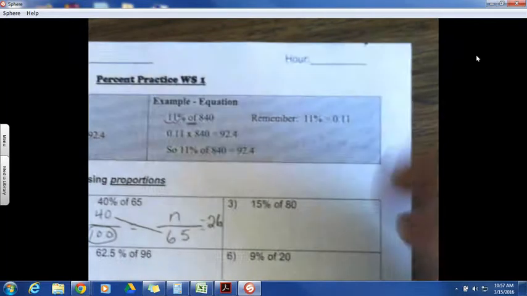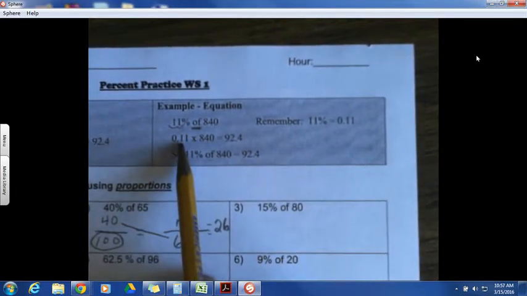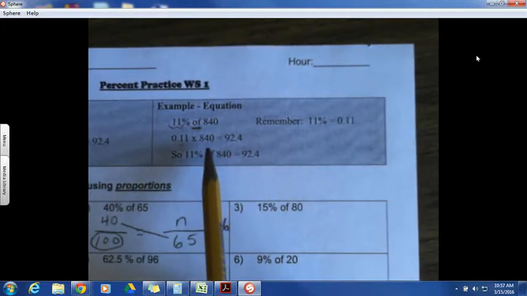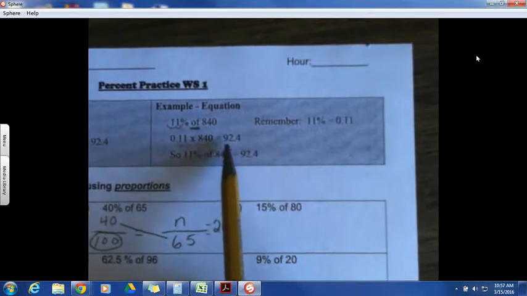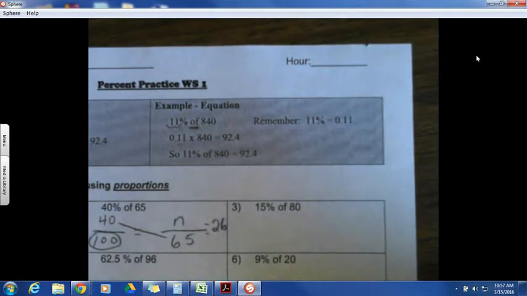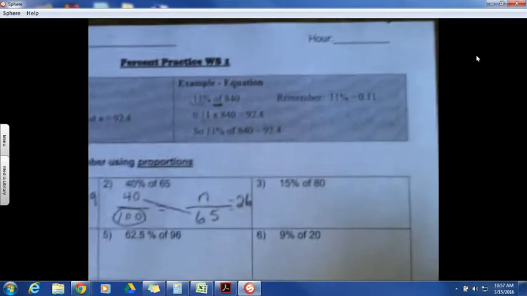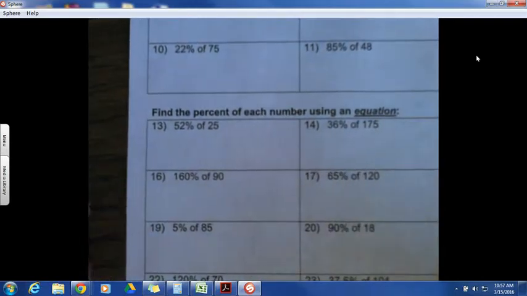Alright, and since the word of in math means to multiply, we're going to take our decimal equivalent of 11% and multiply it by the number. So 0.11 times 840, that gets us 92.4, which is 11% of 840. Alright, so that seems like a lot. Let's try a couple examples, and I think you'll find that it's pretty easy.